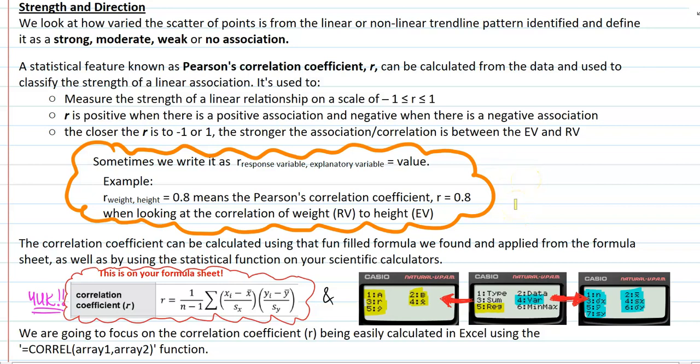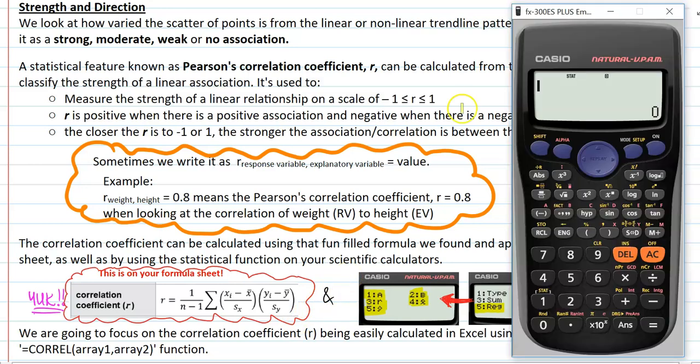Now we have calculated the correlation coefficient using this really horrible formula that we find on our formula sheet. However, for the purposes of this lesson, we don't need to deal with this formula, thankfully. The other thing we looked at was how to calculate the R value on your scientific calculators. If we have a look at how to do that, just as a refresher, once you've entered in your data, we go to the statistical functions. Remember, we find that underneath our option 5 Reg, and option 3 is our correlation coefficient value.